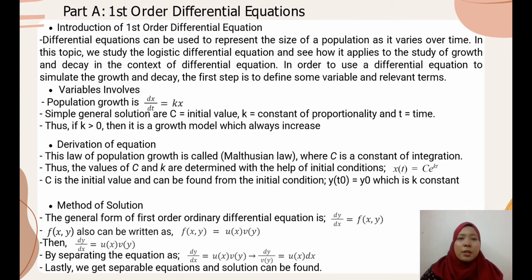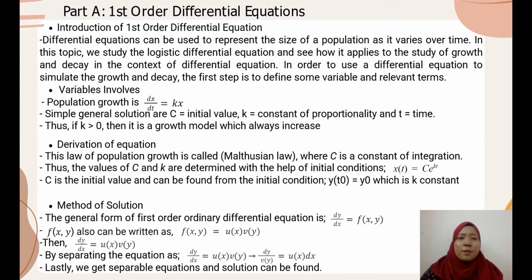Next, the direction of the equation. This law of population growth is called the Malthusian Law. C is a constant of integration. Then C and k are determined with the help of the initial condition, where x(t) equals C e to the power of kt. Therefore, C is the initial value and can be found from the initial condition y(t0) equal to y0. k is the constant of proportionality.